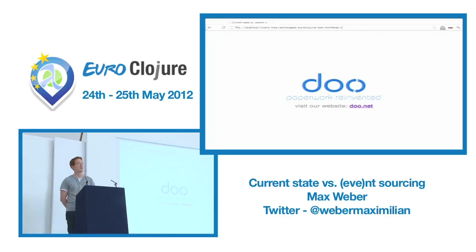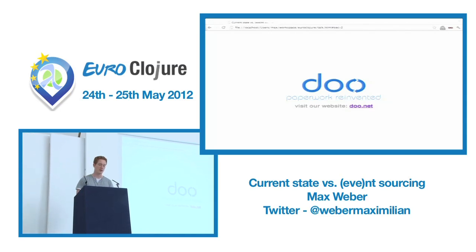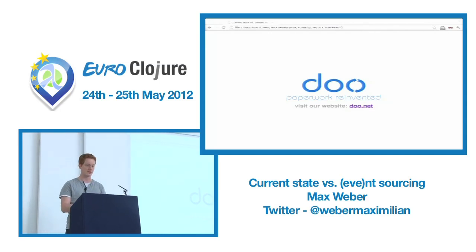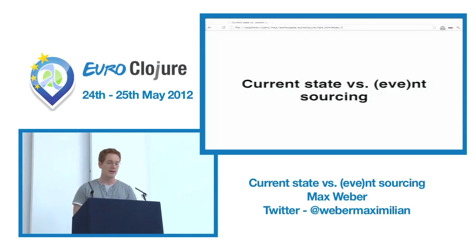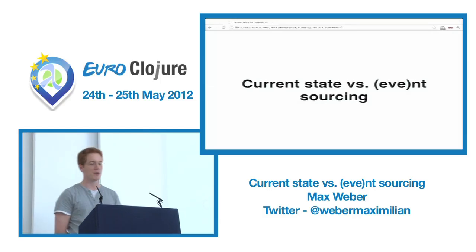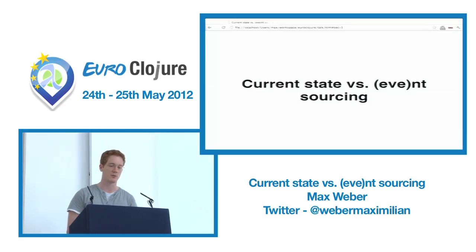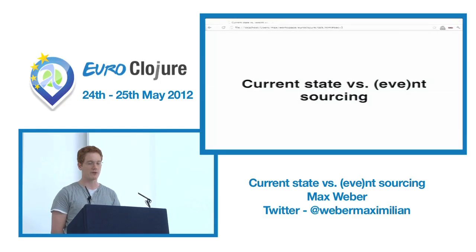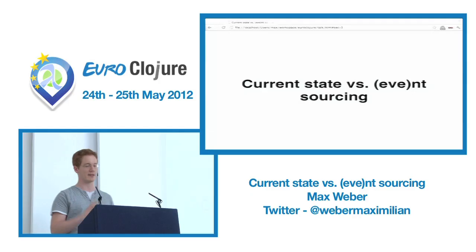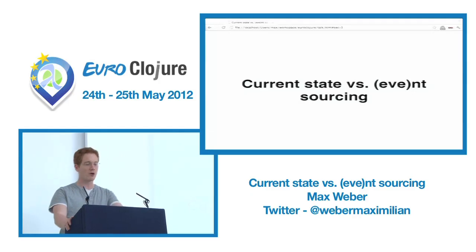At Do, I'm responsible for our Clojure team and the architecture of our cloud system. Today, I'm going to talk about event sourcing and how to combine it with the simplicity and power of Clojure. Therefore, I'm also going to explain the differences between event sourcing and the current state approach. The current state approach is the traditional way of modeling application state that we all know.